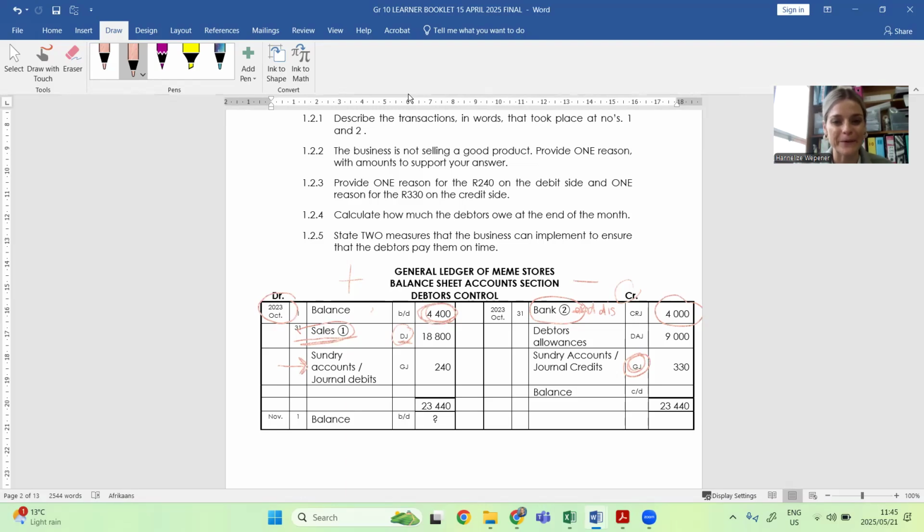And discount. Okay, so that's understanding your debtors control account. We will look at our debtors reconciliation next.